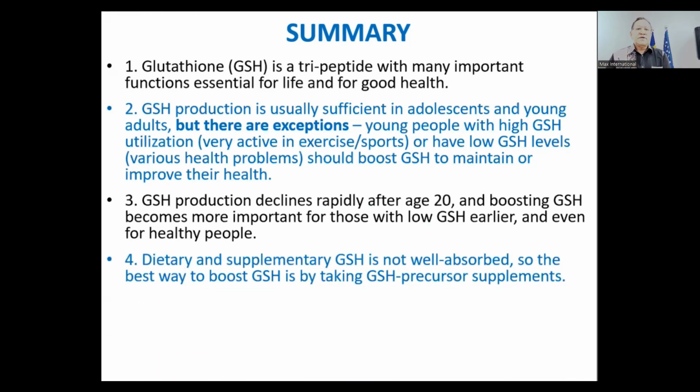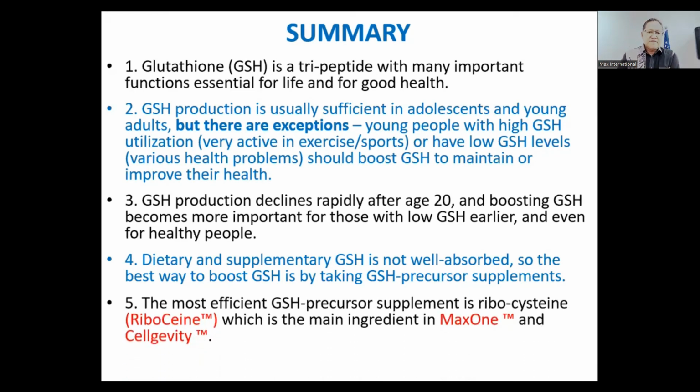Dietary and supplementary glutathione is not well absorbed, so the best way to boost glutathione is by taking glutathione precursor supplements. And the most efficient glutathione precursor supplement is ribocysteine, trademarked as ribosine, which is the main ingredient in Max1 and Celgevity.